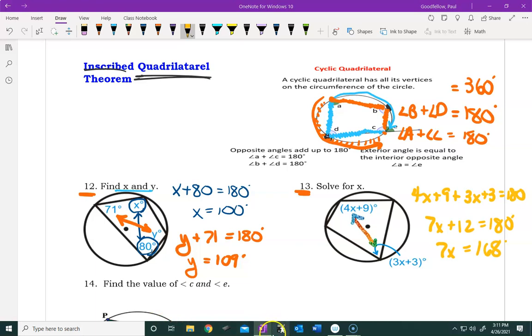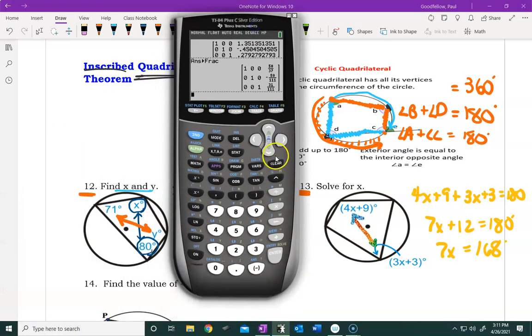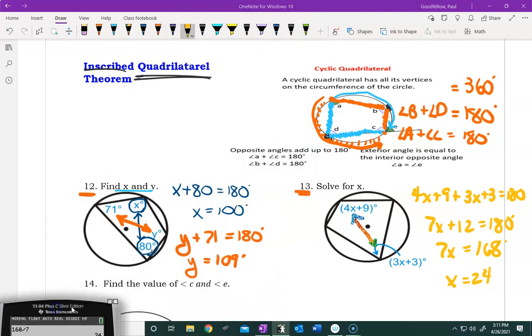And I'm going to run home to mama here and try and figure out how to do this question. 168, not 58, 68 divided by 7. Cross my fingers. X is 24. And that, thank you, Matilda, for giving us the answer.